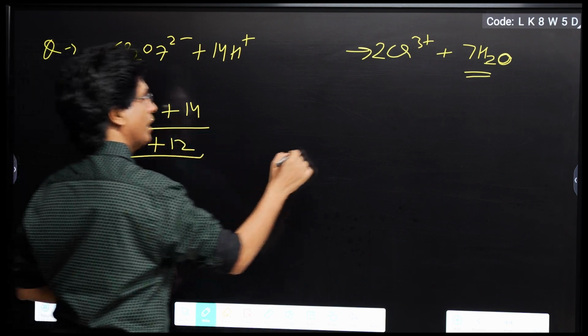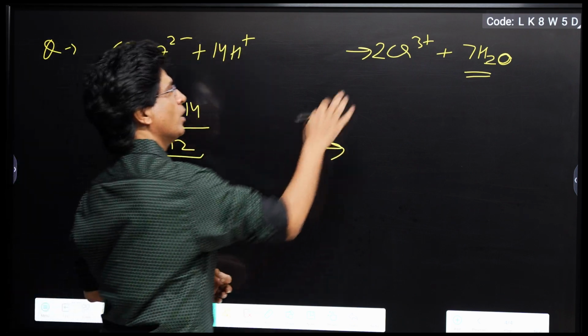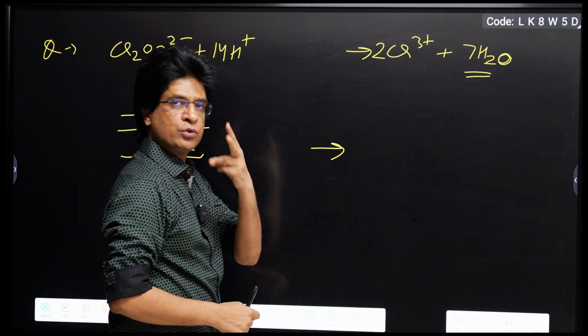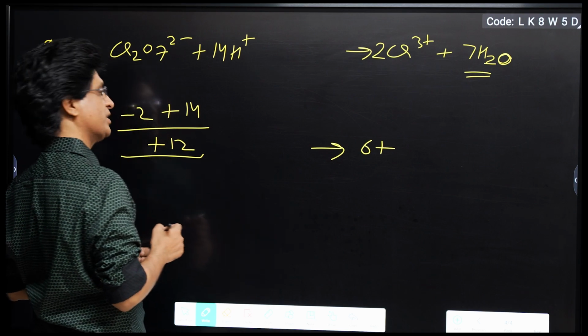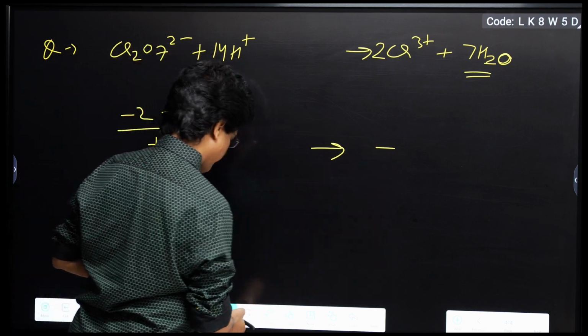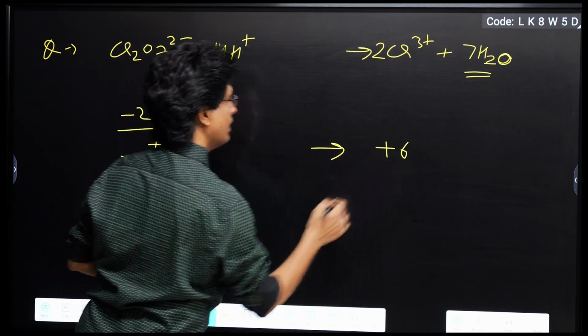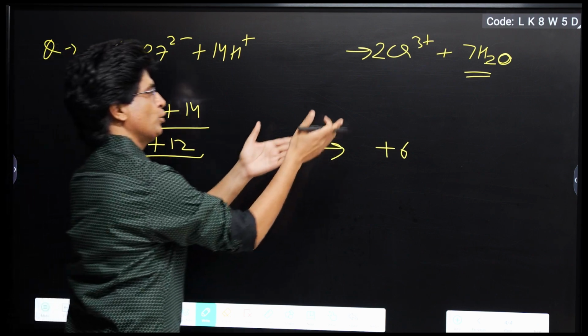Yes or no? Okay, now come to the RHS, right hand side. 1 chromium has got 3 plus. So 2 chromium will have 3 plus 3, 6 plus. Yes or no? Or +6 charge. We'll have +6 charge. How can I convert plus 12 into plus 6?